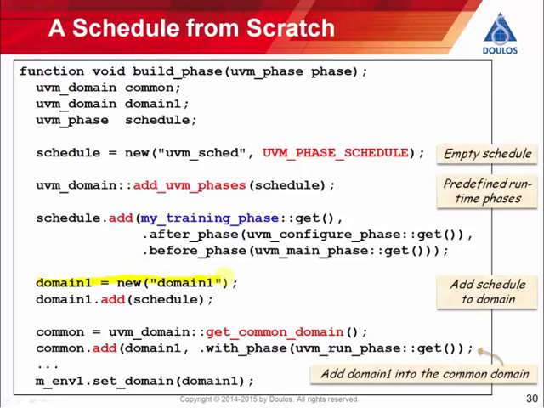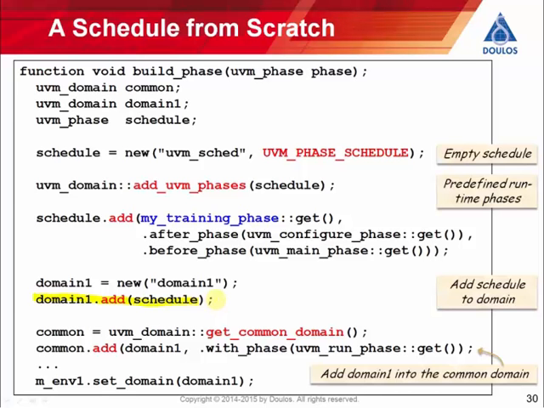So then we're instantiating a new domain object, which will initially be an empty domain with no schedule associated with it. Then we're calling domain1.add_schedule, and that adds our brand new schedule to this empty domain. Now domain1 actually has a schedule associated with it. Although domain1 has a schedule associated with it, if we go ahead and run our simulation at this point, this new domain isn't actually going to do anything.